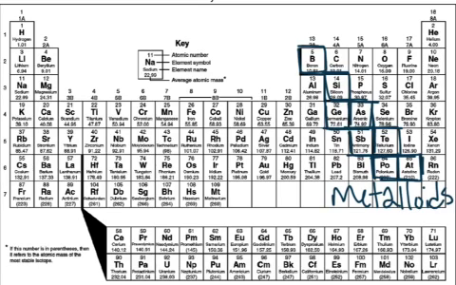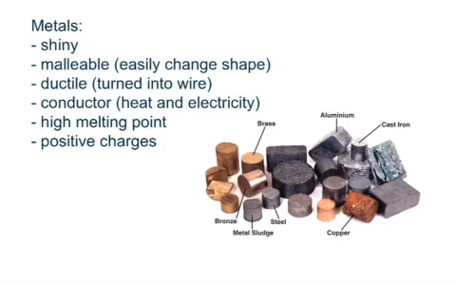The 8 elements that we outlined that separate the metals from the nonmetals are referred to as the metalloids. So what exactly does this mean? Just a brief little review. All of those left side elements, what they have in common is in general they're shiny, they're malleable, ductile, which just means that they can all change shape easily. They're conductors of heat and electricity. They have high melting points, so they tend to be solids at room temperature, and they make positive charges if they become charged.